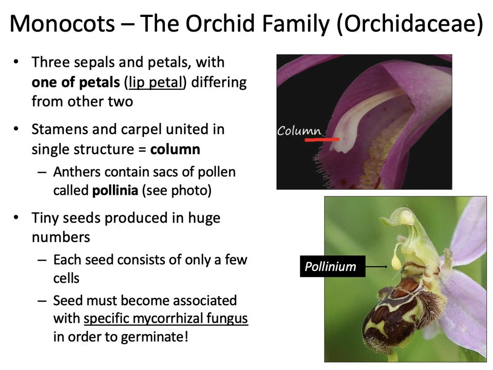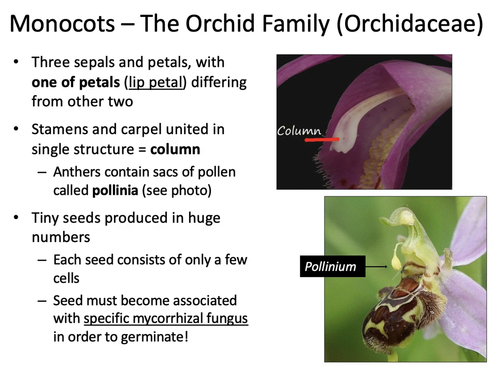Orchids produce tiny seeds. They're so small that they're almost microscopic. They consist of just a few cells, and they're highly specialized. The seeds won't even germinate unless they become associated with a very specific mycorrhizal fungus.